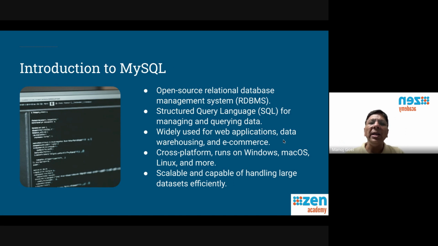for web applications, data warehousing and e-commerce. Web applications: I gave you many examples, like OYO, Blinkit, Walmart, okay, all these are different web applications. Data warehousing: when a lot of data gets collected in any organization, we store this data in large databases, okay, in a centralized place.